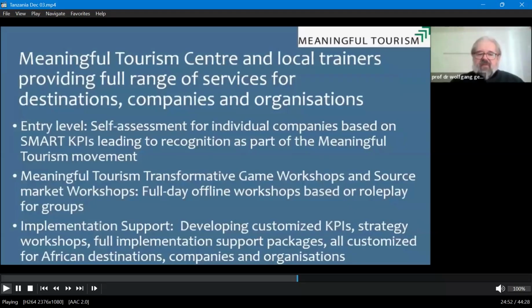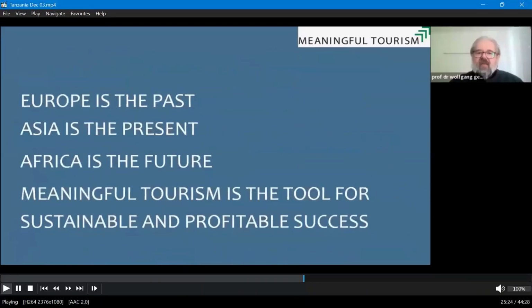And there's, of course, implementation support. So from just developing customized KPIs to the workshops to a full implementation support package, all customized specifically for the situation in Africa, all offered for you. So please feel free to contact the local trainers or us at the Meaningful Tourism Center, and we will be very happy to make this also something which is happening in your place and for your company.